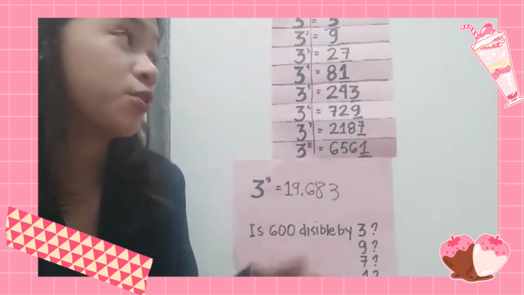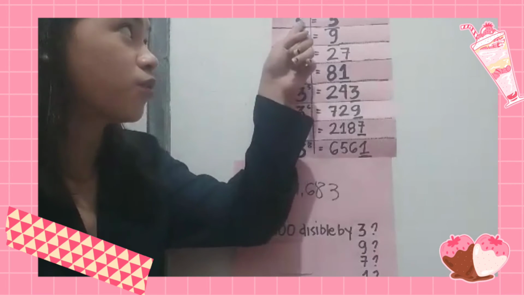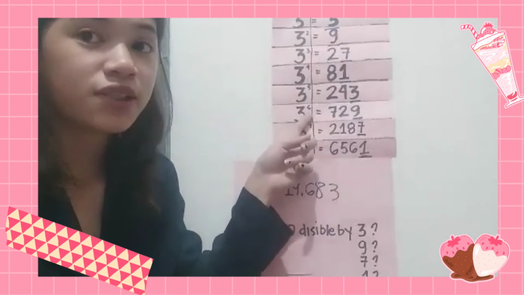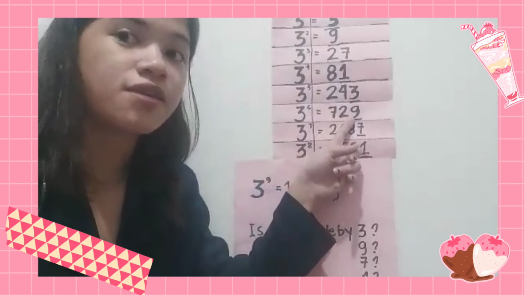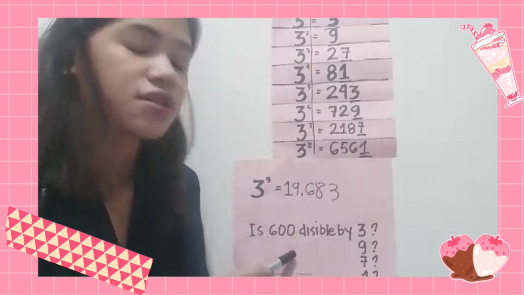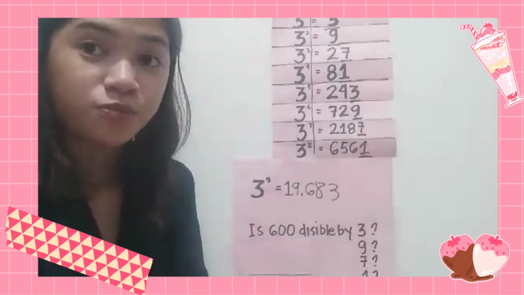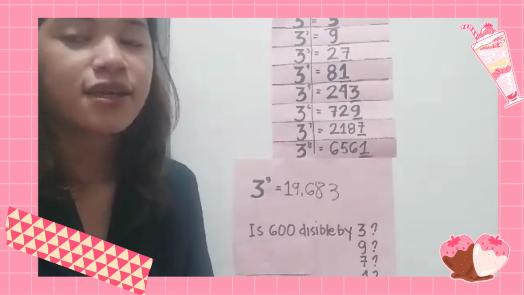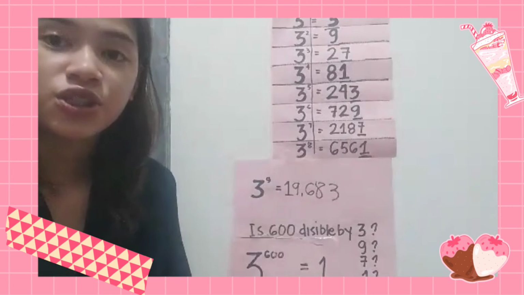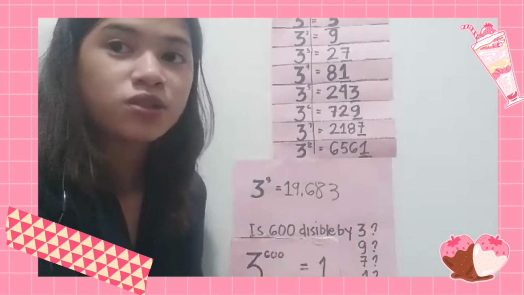Let's take a look at another pattern. In this table, we can see that if the exponent is odd, the units digit would be 3. But if the exponent is even, the units digit would be 9. So, the question is, is 600 odd or even? The answer would be 600 is even. Therefore, the units digit of 3 raised to 600 is equal to 1.